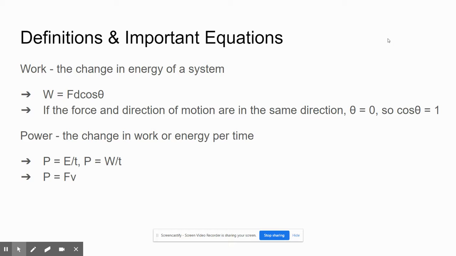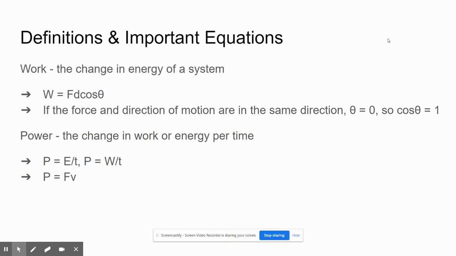Work is the change in energy of a system. If we have energy leaving our system, that means that work is being done by our system. That's negative work. Or if work is being done on our system, energy is entering our system, and that would be positive work, right? So work is equal to force times distance times cosine theta. That is our formula.